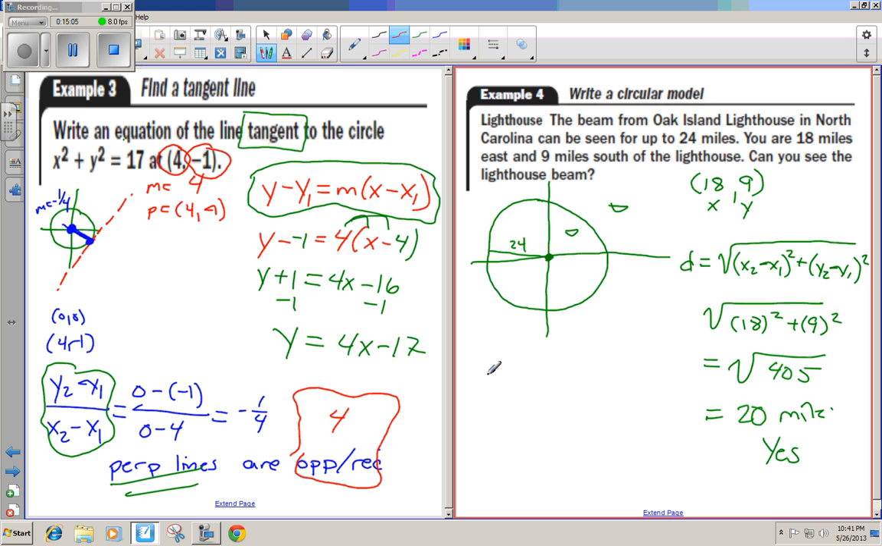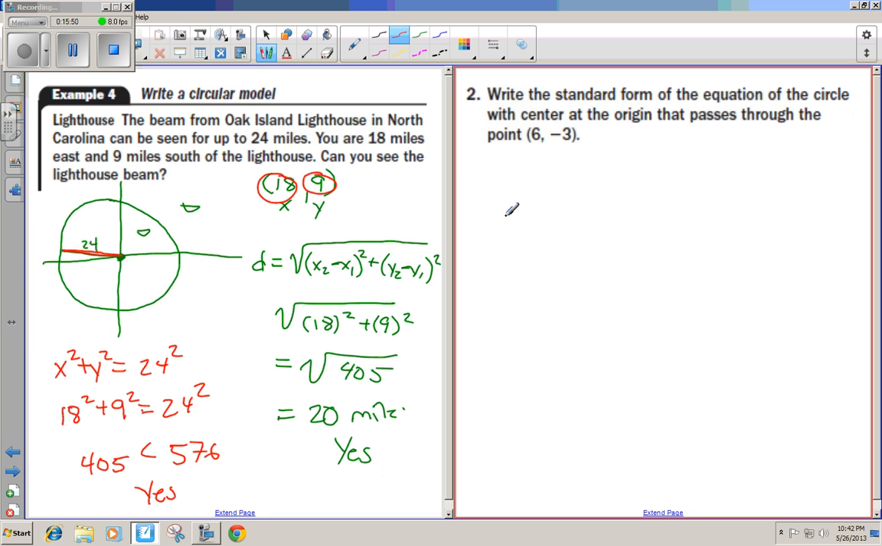The other way is simply to use the equation, x squared plus y squared equals 24 squared. We know the radius is 24, so let's plug in this x and this y. 18 squared plus 9 squared equals 24 squared. And as long as this number here, which is 405, is less than this, which is 576, you still get a yes. Either method should give you a yes answer for this.